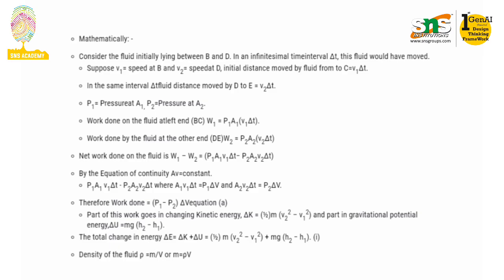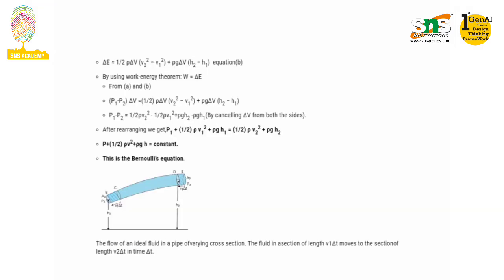So pressure P1 at A1, pressure P2 at A2. First we have to find the work done. The work is done by the fluid in moving from B to C. The work done is equal to force into displacement, right? In this case force is pressure into area. So P1 A1 into distance V1 del T, and the work done by the fluid in moving a distance from D to E is P2 A2 V2 into del T. The net work done will be nothing but we have to subtract them.